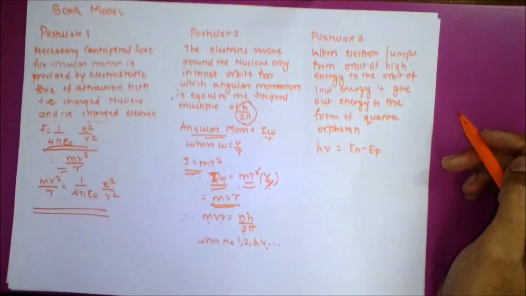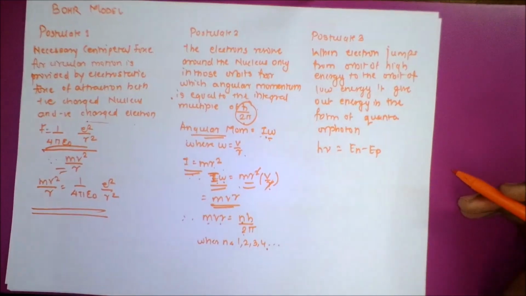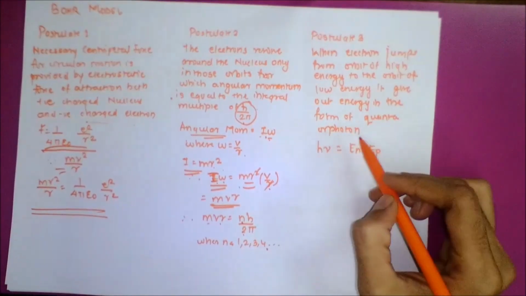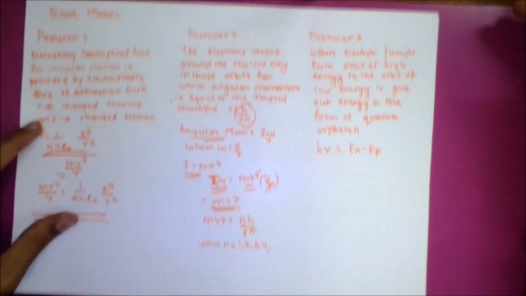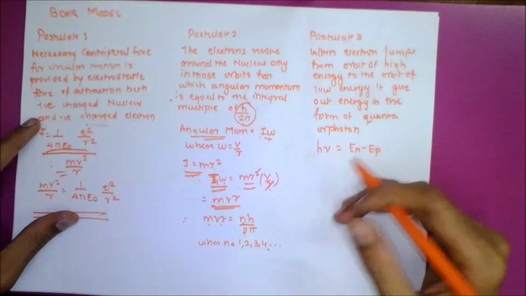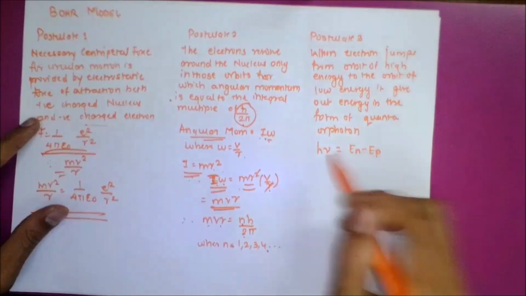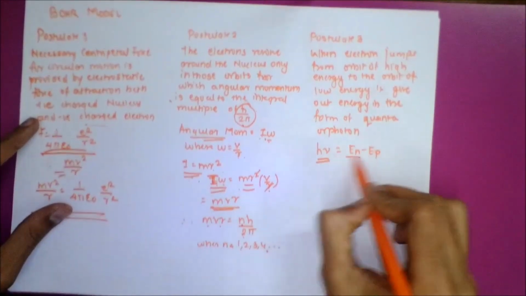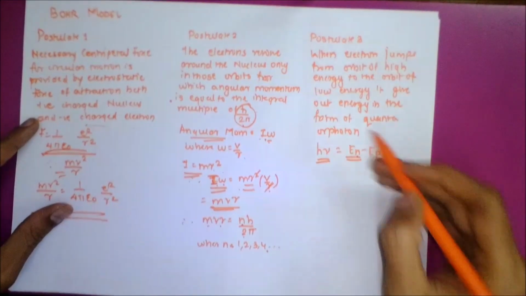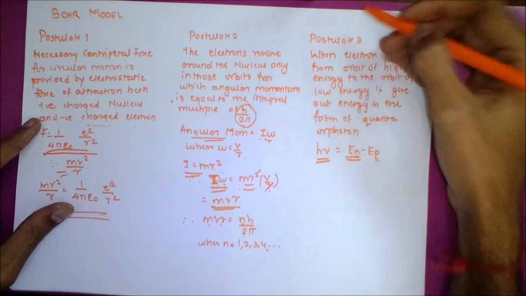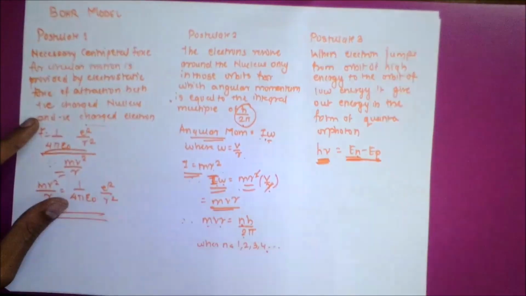Now the third postulate states that when the electron jumps from the orbit of high energy to the orbit of low energy, it gives out energy in the form of a quantum or a photon. So these excited electrons jump from a higher energy state to a lower energy state, and while jumping down, they give out energy which comes to us in the form of photons, quanta, or packets. So h mu is the photon, and here the nth orbit is the higher energy orbit, and the pth orbit is the lower energy orbit. So the amount of energy given out will be equal to En minus Ep, which equals a photon.